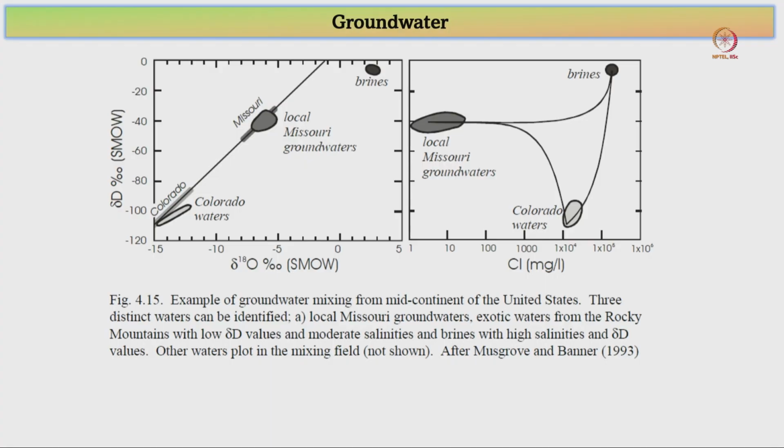Now, a very important application of delta 18O and delta D is its application as a source tracer. What do I mean by a source tracer? Okay. So, when we are looking at an aquatic system, say I am looking at a river. Okay. So, this is the river.